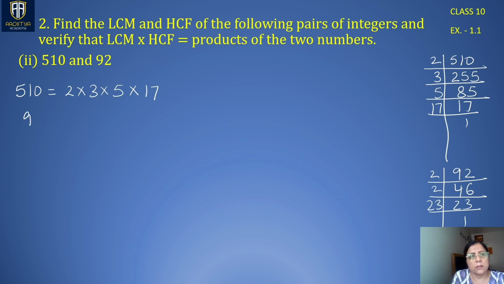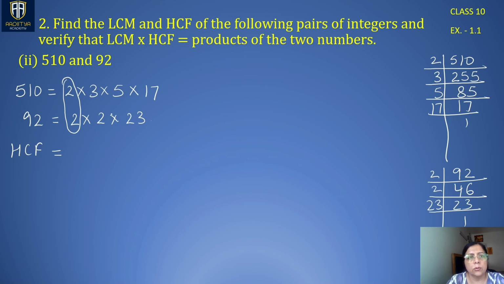And then it's 92. 92 is 2 times 2 times 23. Right? Now we will find HCF and LCM of these two numbers. HCF is the highest common factor. So we have to look for the common numbers to both the prime factorizations. Yes, a 2 is common.